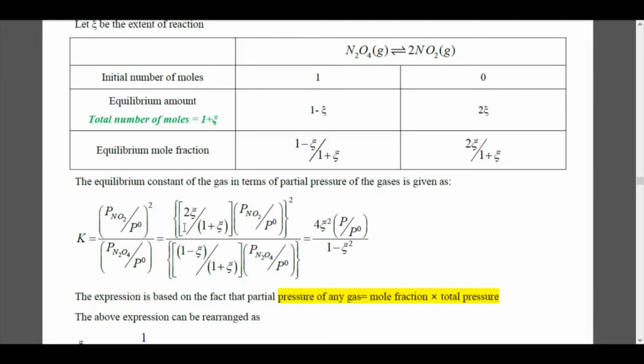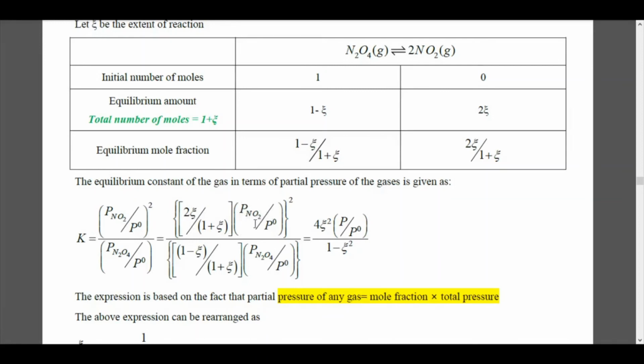Now we know partial pressure is equal to mole fraction into total pressure. So partial pressure of NO2 is equal to mole fraction of NO2 into total pressure. Similarly, partial pressure of N2O4 is equal to mole fraction of N2O4 into total pressure. Here there is a mistake. Here I have written partial pressure as PNO2, and here I am saying this is mole fraction and this is total pressure. So it should be capital P.